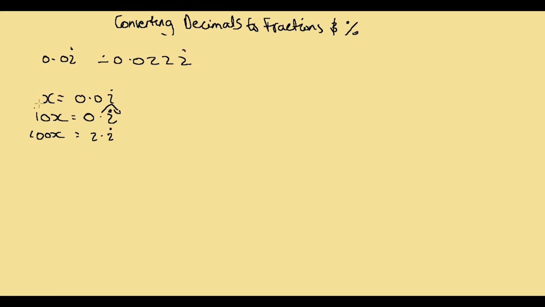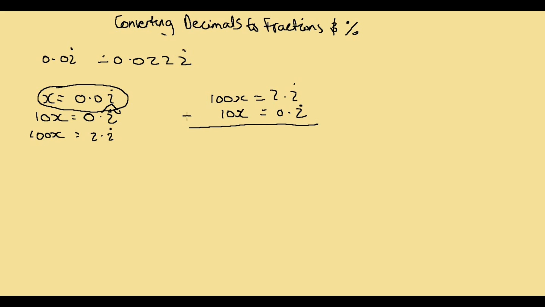So why have we got 3 equations here? Well, the original x was the original number, so that's fine. But then we needed this one here and this one here to identify where the decimal point is just before and just after the recurrence starting. So these are the ones that we're after. So I'm going to set up 100x equals 2.2 recurring, and then 10x equals 0.2 recurring. And from here I'm going to subtract them.